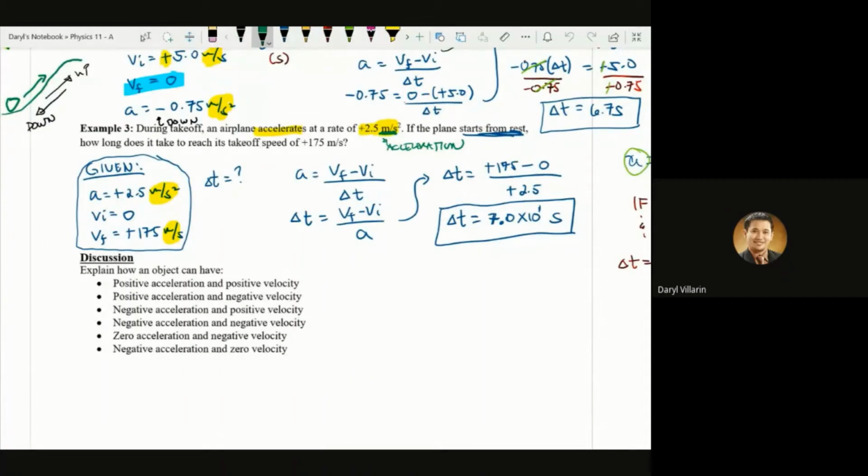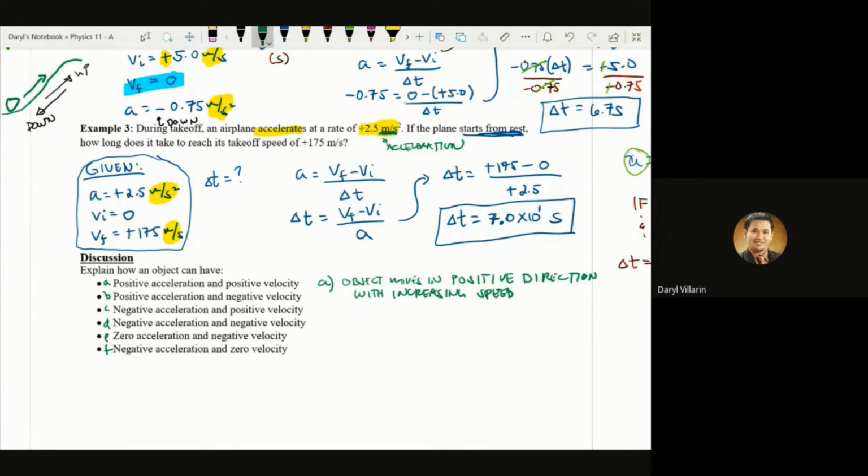For this one, take it as letters A, B, C, D, E, and then F. Okay, so for letter A, explain how an object can have positive acceleration and positive velocity. Well, the object should be moving. Object moves in positive direction with increasing speed. So that means that the magnitude of velocity increases also.